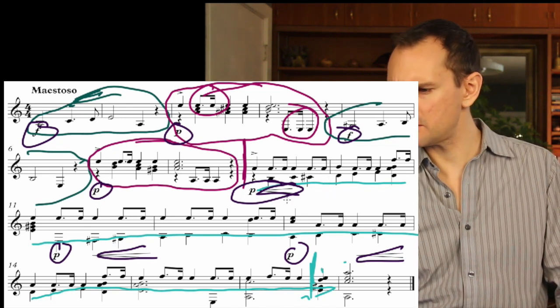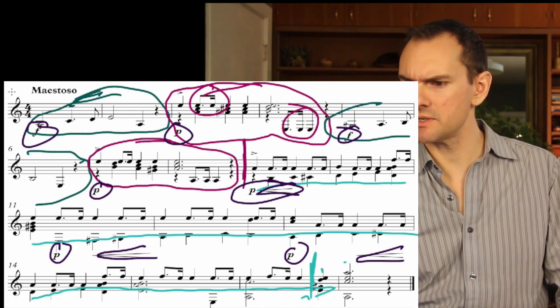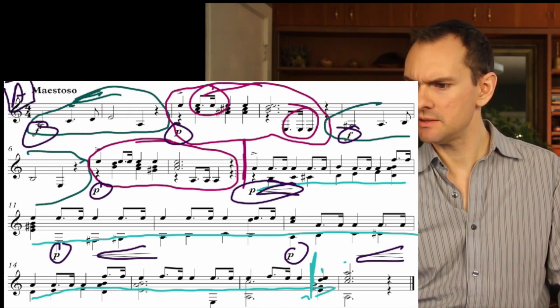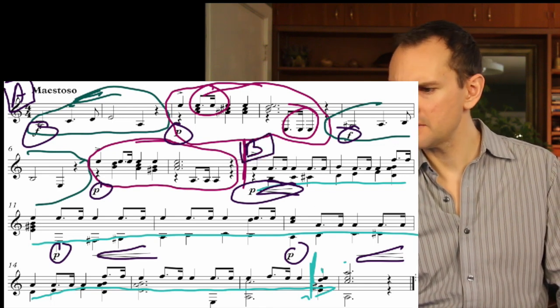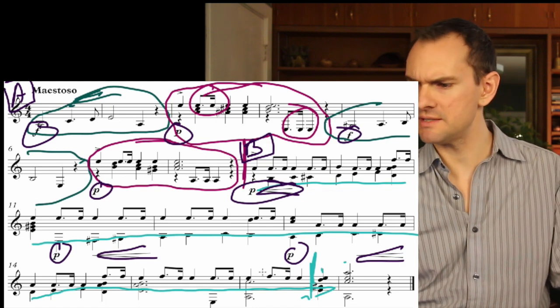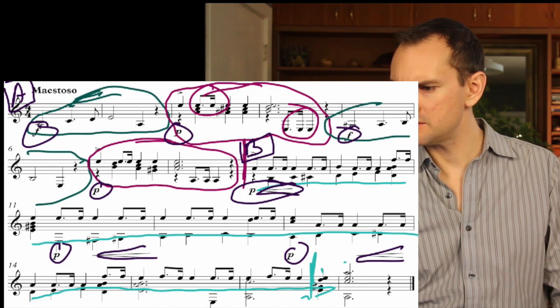And so that's basically our two big sections, right? We have this first section, which we're going to call A, and then the second section we're going to call B. There it is right there. So that's basically the whole piece in just a bird's eye overview.